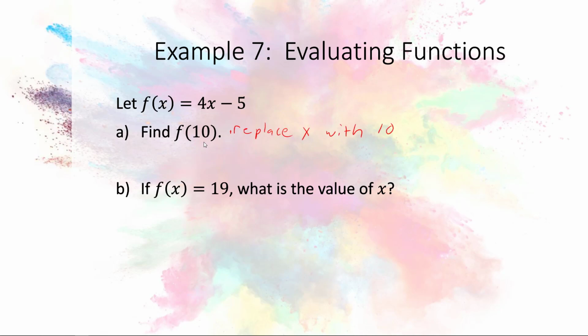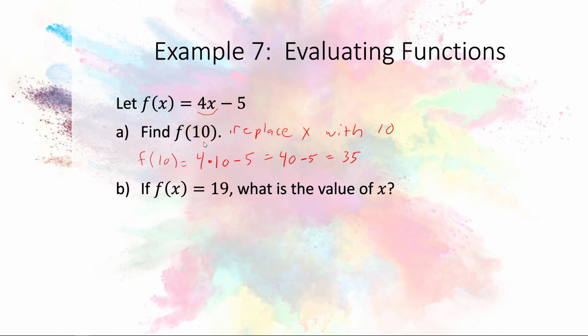And then where we see an x we will have a 10. Remember, this is 4 times x, so when we replace it we're going to have 4 times 10. So we will have that f of 10 is equal to 4, replacing x, times 10 minus 5, which of course is going to be 40 minus 5, which is 35.